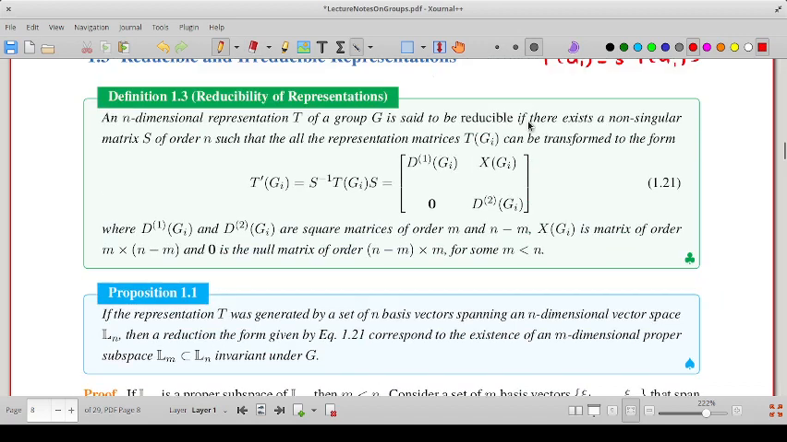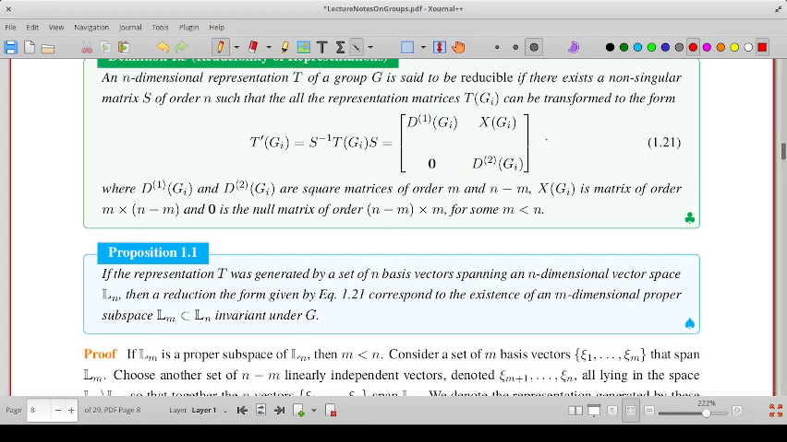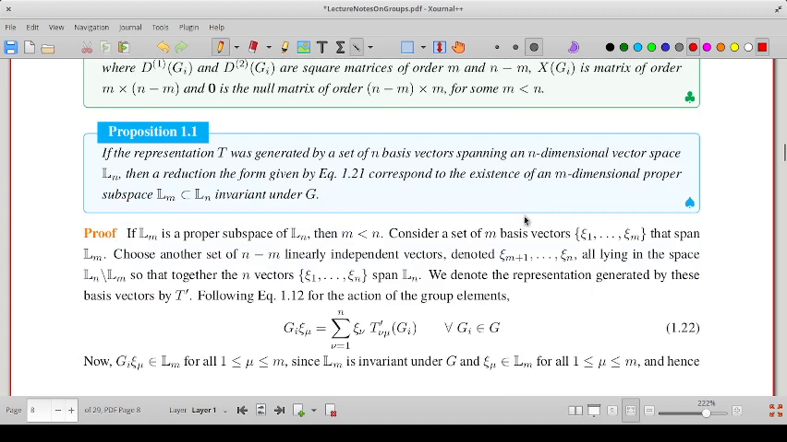So, if we have a representation T(g) which is reducible, with a structure like this for these matrices, with this D1 having order m by m, then this corresponds to the existence of an invariant subspace Lm of the space in which this representation matrix is defined. So it's defined with respect to some basis vectors in an n-dimensional vector space Ln. So that Ln vector space should have a proper subspace Lm, which is invariant under G. And this is something that we are going to prove now.